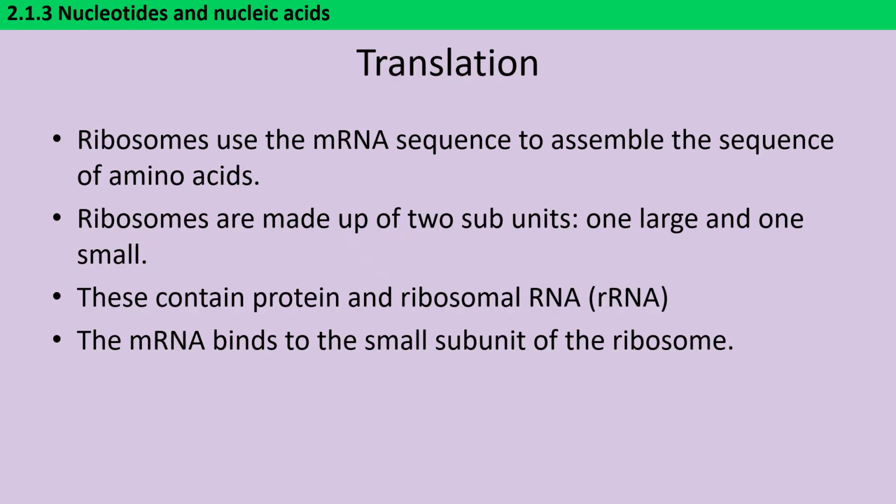Translation is carried out by the ribosomes, which use the mRNA sequence to assemble the sequence of amino acids that make up a primary peptide. Ribosomes contain two subunits, one large and one small. These contain both protein and ribosomal RNA, known as rRNA. The mRNA binds to the small subunit of the ribosome.